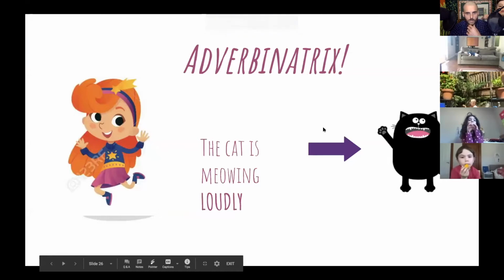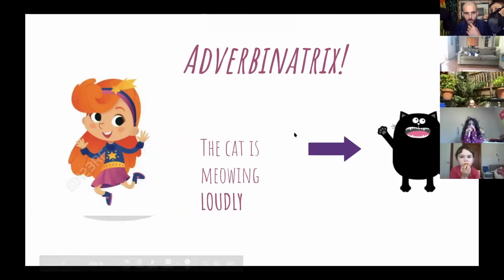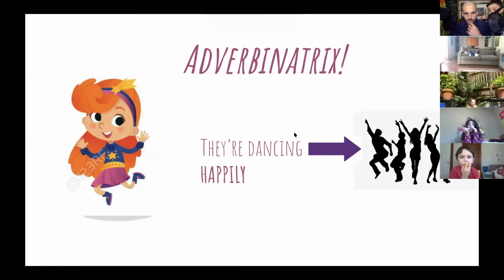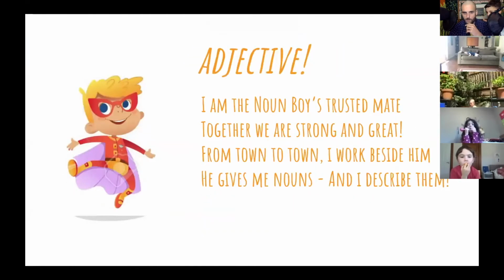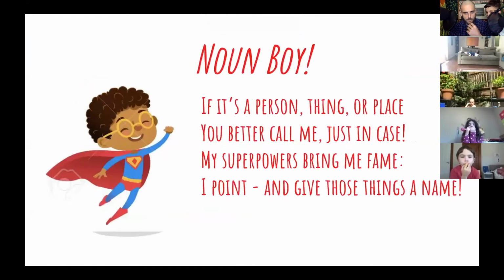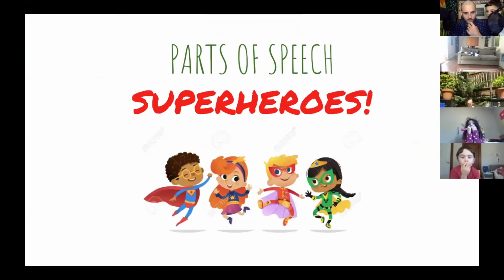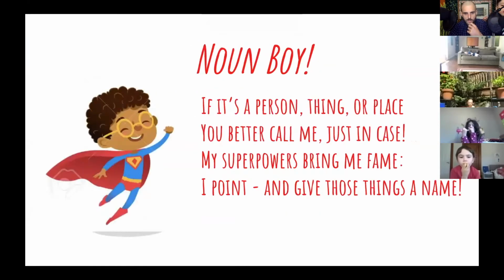We should review quickly because we have to be ready for our villain. If we're not ready for our villain, we're going to be in trouble, right? So let's make sure our superheroes are totally ready. Who remembers this superhero? Noun Boy. What does he do? He tells you if it's a person, place, or thing. He names it. Yes, he names people, places, and things.